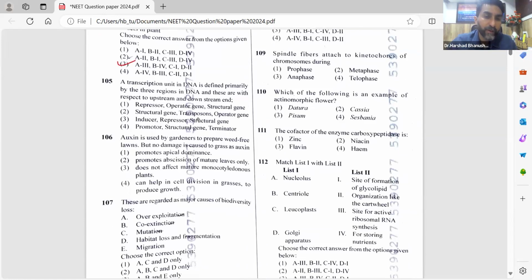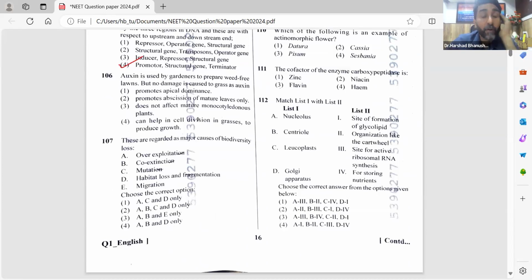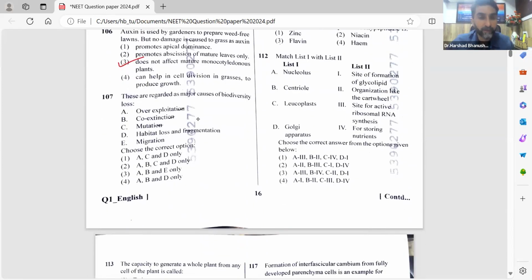A transcription unit is defined primarily by 3 regions. There is a promoter, which is upstream. There is a structural gene, and there is a terminator. So in this case, our answer would be option number 4. Auxin cannot act on grass because auxin acts only on mature dicot, does not act on mature monocot. So in this case, the answer would be 3.